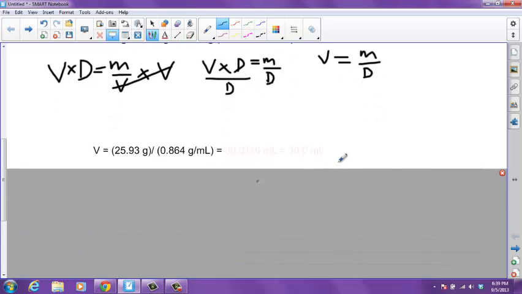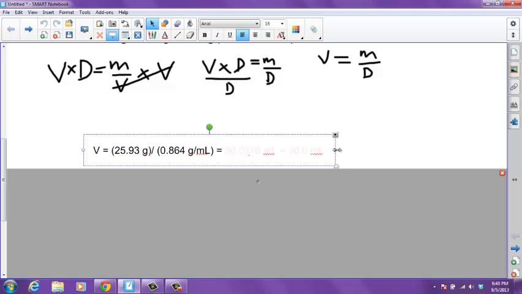Let's scroll down here. Here is the mass that I just subtracted from the combined mass and the unknown mass. So I'm just going to plug that in here. If I divide that by the density that I was given for toluene, that's what I'm given here. Okay, and that's going to give me, I'll give you a second to catch up in your calculator, but here you go. That's going to equal 30.0116 milliliters.